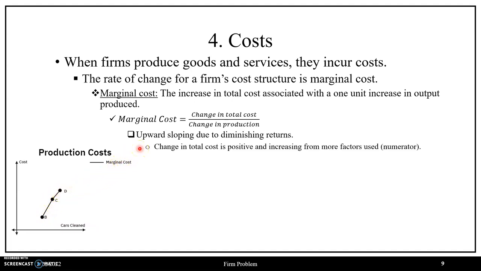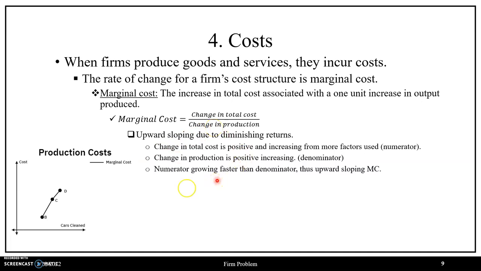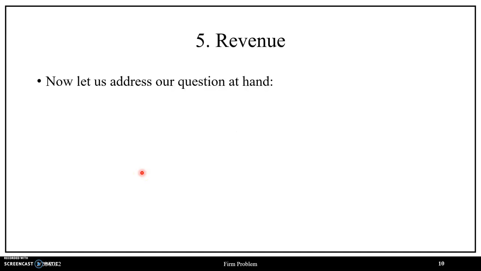And our explanation was that the change in total cost is going to be positive, and it's also going to be increasing due to more factors being used, while the change in production is going to be positive and increasing, which is our denominator, and it's going to be the case that the numerator is growing faster than the denominator, which is going to account for that upward sloping marginal cost curve.